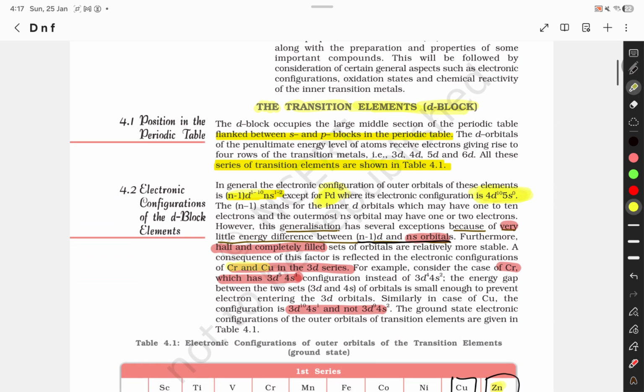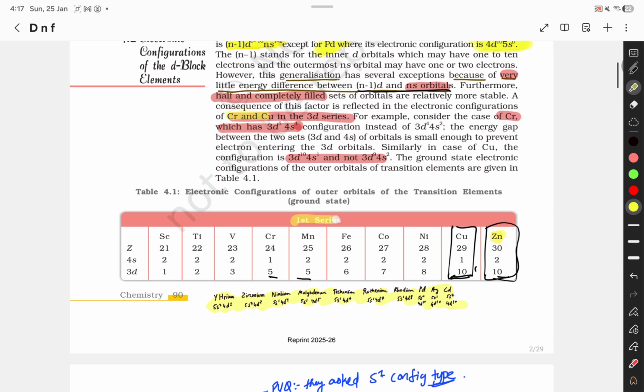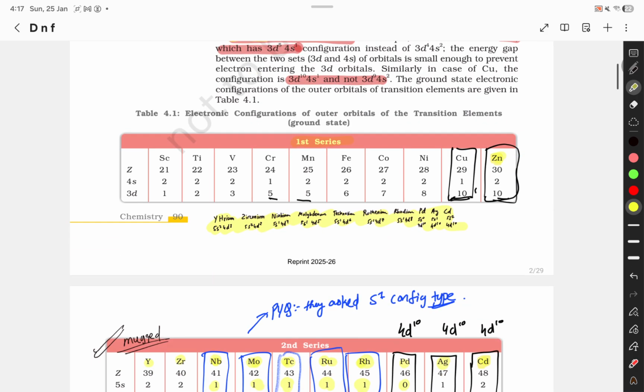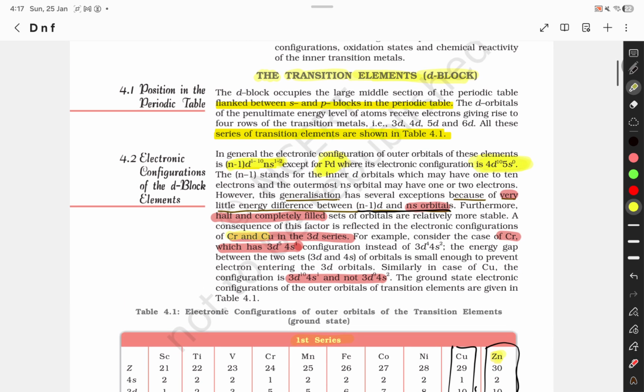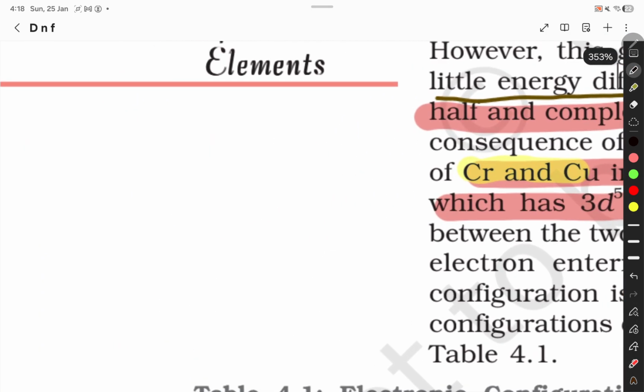From the third paragraph, the fun starts. They have given that Pd has 4d10 5s0 configuration, and except for that, the general configuration is fitting the rule. Then they have done nothing except give us the first series and second series. The first series we all know. The second series, I'll be writing down over here.